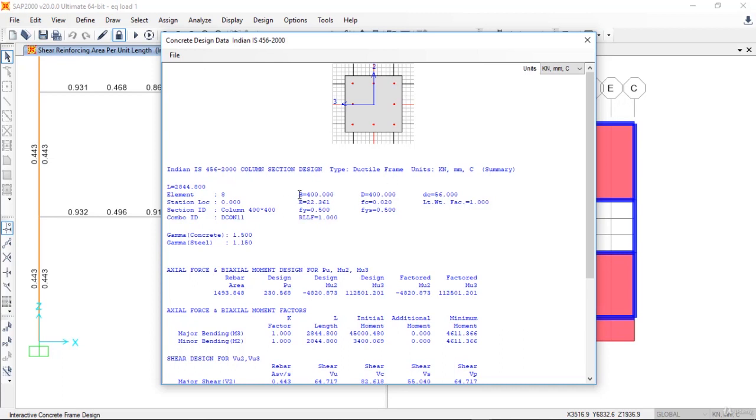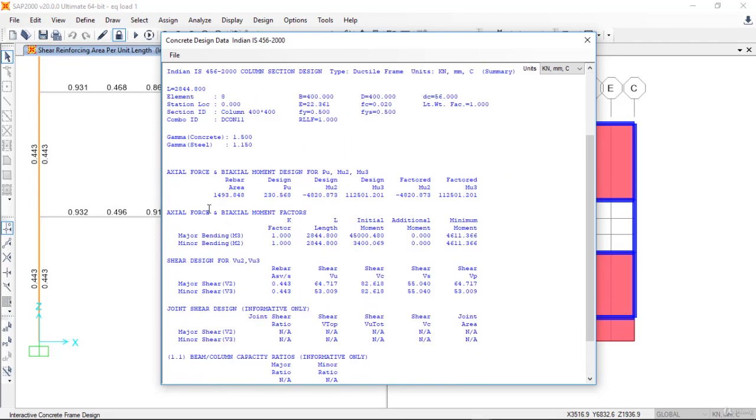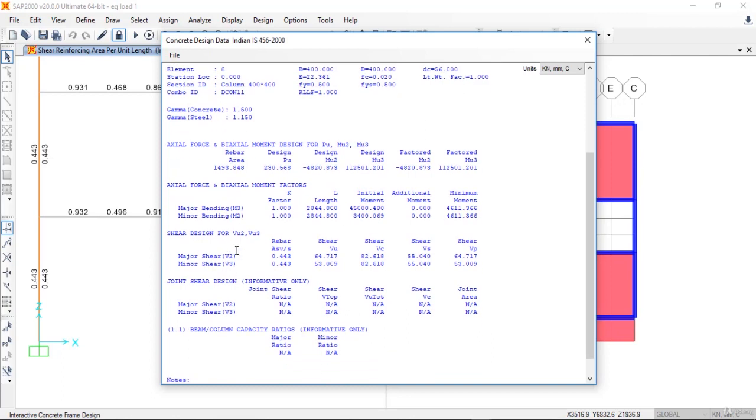Okay, so you can see the breadth, you can see the depth, and you can also see the elasticity, fc, lateral weight factors, and different things. Okay, and if you go down, you can see the axial force and biaxial moment for this particular column. Okay, and if you go to shear design for VU2 and VU3, you can see the major shear V3. So rebar, the value that we saw, 0.443, is actually ASV by S.